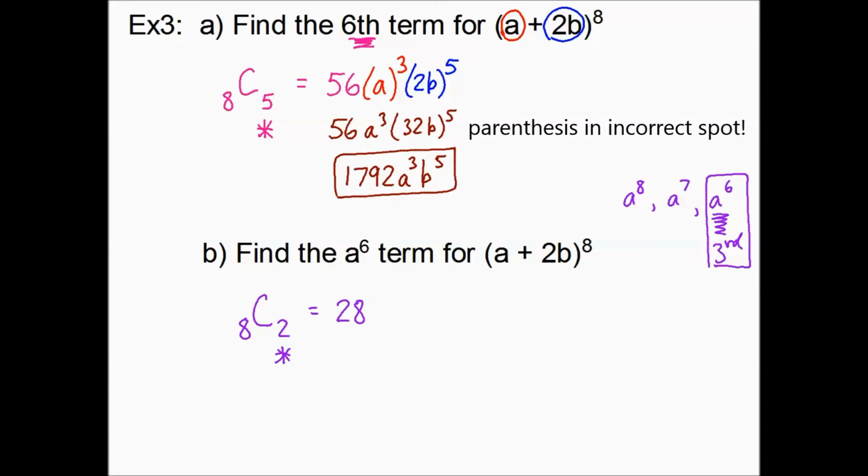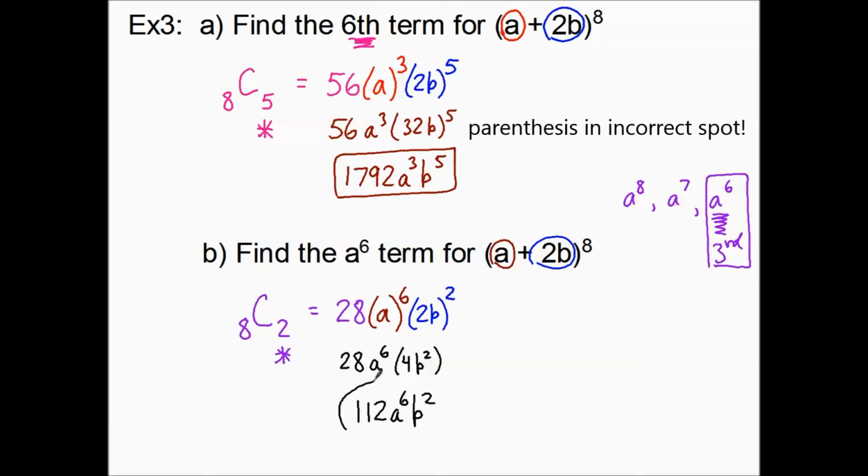And then we need the other two parts. I've got my first variable, which will be raised to the 8 minus 2, the 6th power. And then I've got my second variable, 2b, which will be raised to the 2nd power. Now we just have to multiply all this together. We've got 28. We've got a to the 6th, of course, is just a to the 6th. 2 squared is 4. B squared, of course, is b squared. Multiply the 28 and the 4, we get 112, and then the a to the 6th and the b squared. We found the term that has a to the 6th in it.